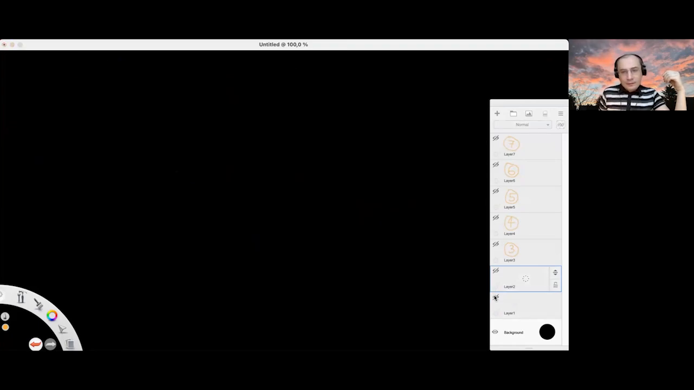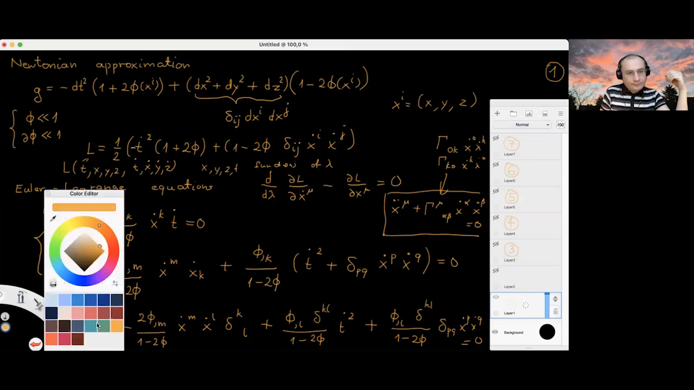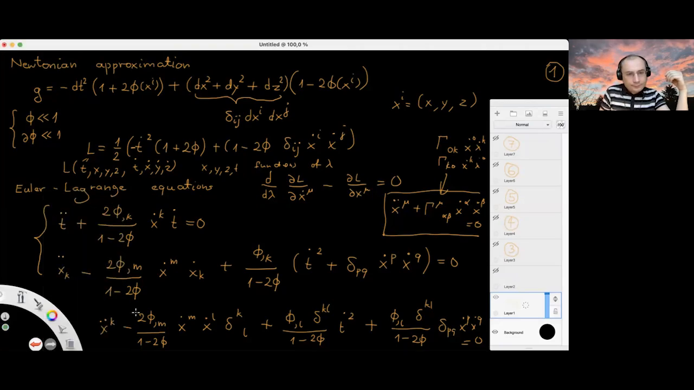So let's have a look at this first term over here. I'll change the color. Let's say to this one. We can write it in the following way. This is minus 2 phi m delta kl over 1 minus 2 phi x dot m x dot l. But note that this is completely symmetric with respect to the two indices. And because of that, we can symmetrize these indices over here.